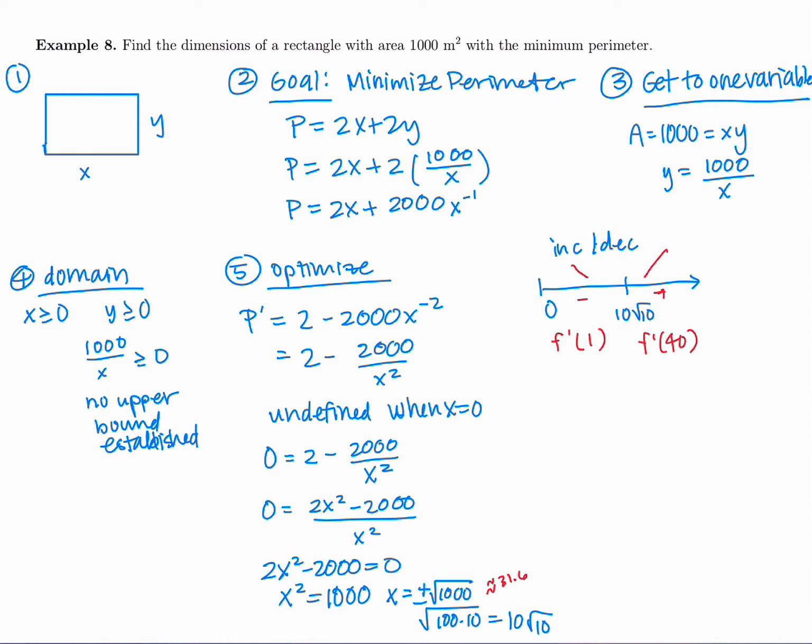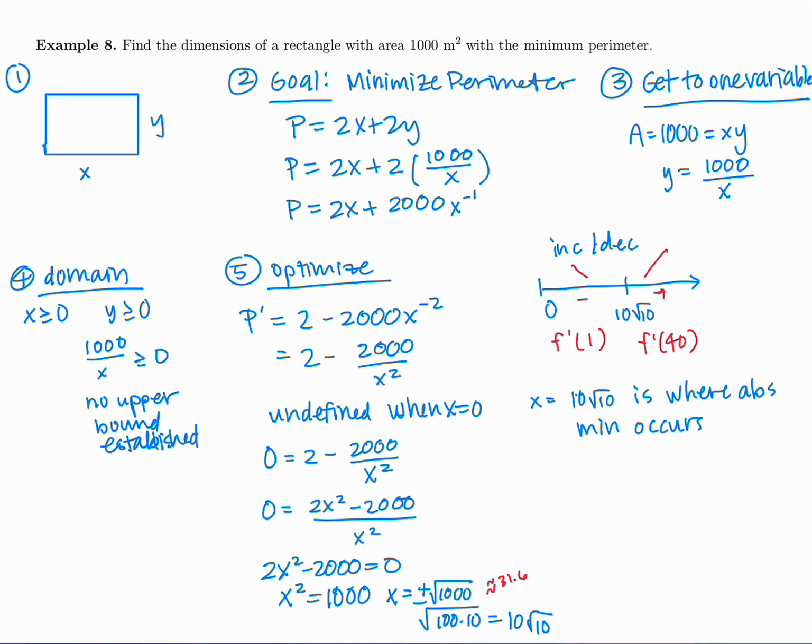So there are no other critical points on this interval. So this is the only minimum value. It's going to increase forever after it, and it's decreasing forever before it. So 10 square root of 10 truly is a minimum, and I can be comfortable saying that. So 10 square root 10 is where the absolute minimum occurs.